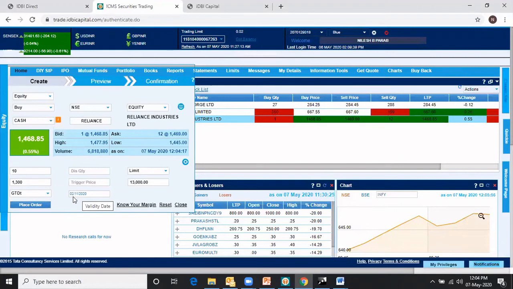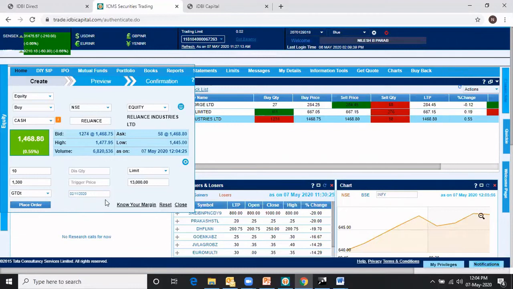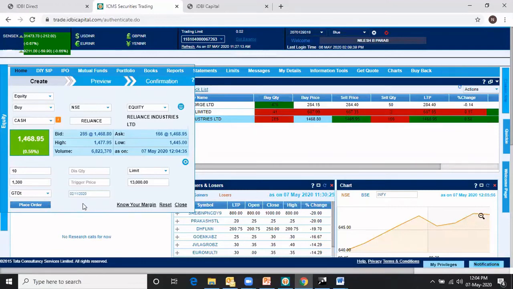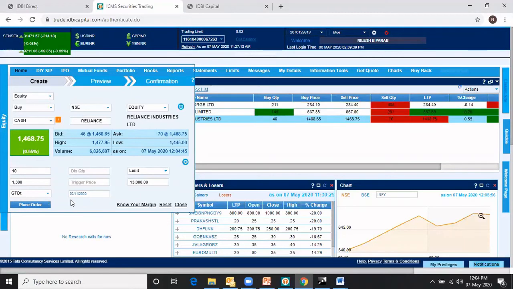So up to what day is it there? If I am placing today, 7th May, this order is valid till 2nd of November 2020. Like that, this order can be placed. This order can be placed for buying, as well as for selling. For buying, you should have this much of amount, and for selling, you should have whatever quantity you want to sell at a particular price. Okay, so this is GTDT order.